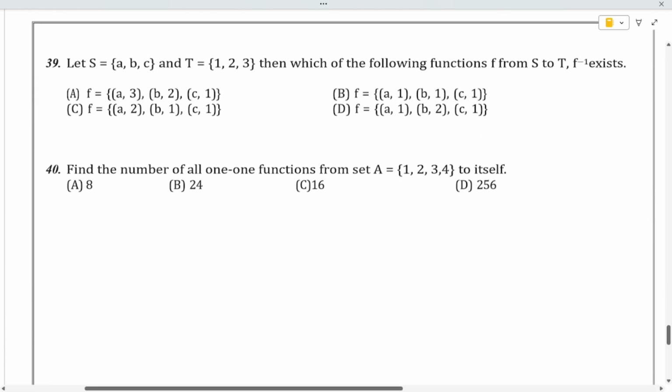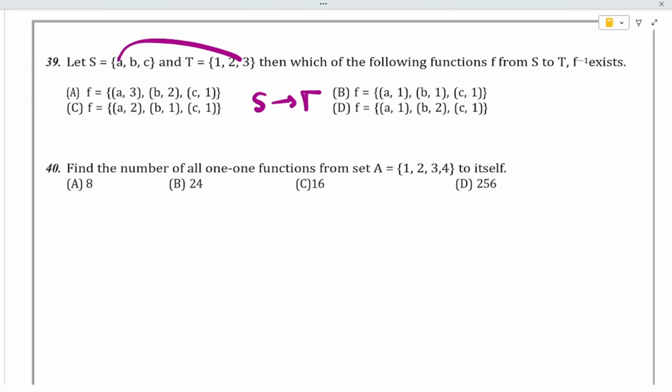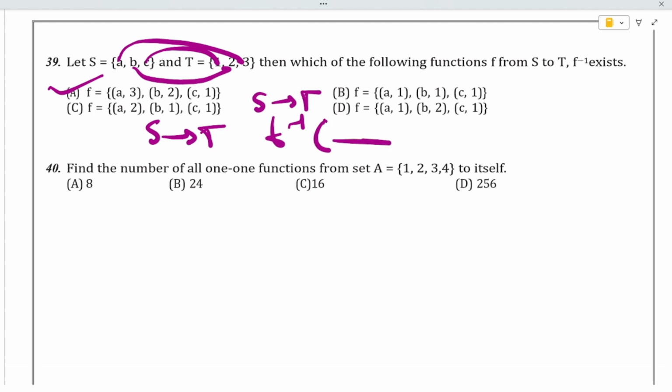Answer is option A. Next, s is equal to the set a, b, c, t is equal to 1, 2, 3. Now you have to find out a function from s to t, where f inverse exists. Now you have to see a to 3, b to 2 and c to 1. This is how you have to find it. As they have given s to t and it is f inverse, you have to invert in the order of first and last element. So the answer is option A.